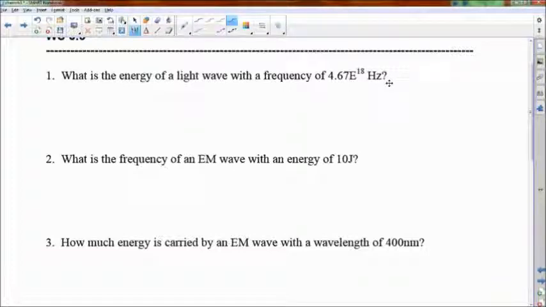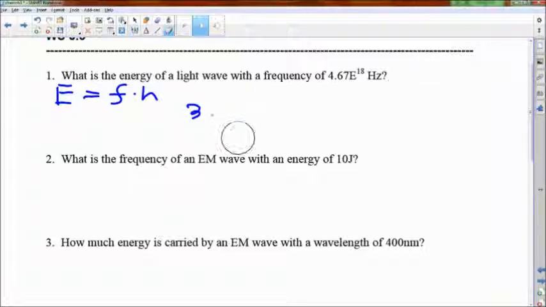So number one says, what is the energy of a light wave with a frequency of 4.67 e to the 18th hertz? So this is a pretty simple one. Our equation tells us the energy is equal to the frequency multiplied by Planck's constant. So in this case, all we do is take that number and multiply it by Planck's constant. So 4.67 e to the 18th, multiply it by Planck's constant, which I have saved in my calculator, and we get, rounded to three significant figures, 3.10 e to the negative 15 joules.